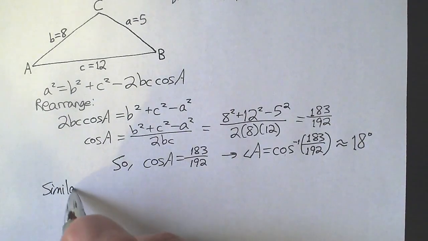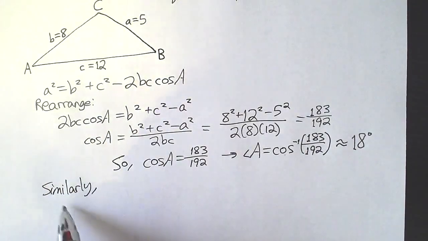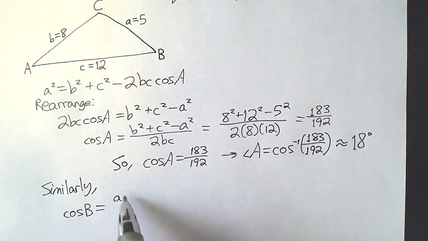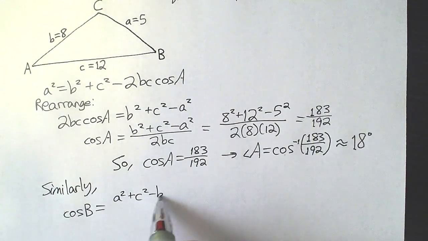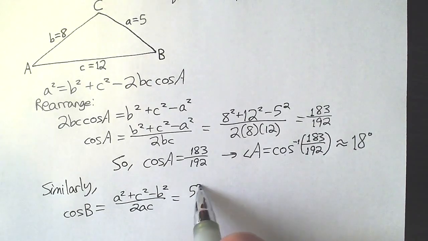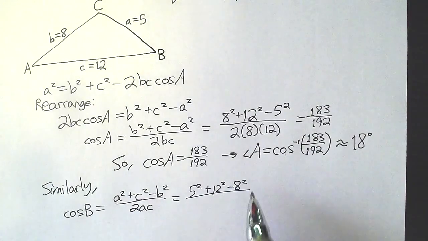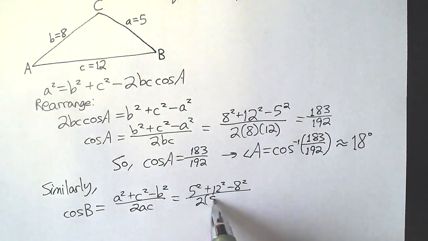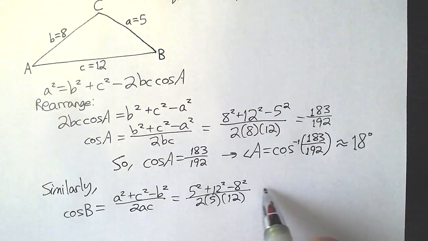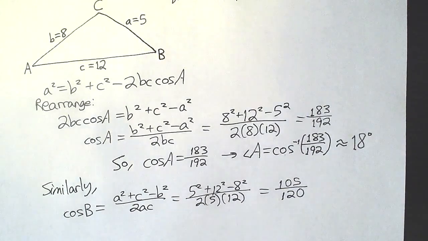I'll say similarly, if we do the law of cosines and try to find B, and you could try that if you'd like. You know, in videos like this, at any point, you could always pause and try steps on your own. This gets us 105 over 120.